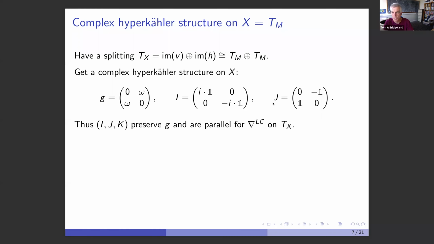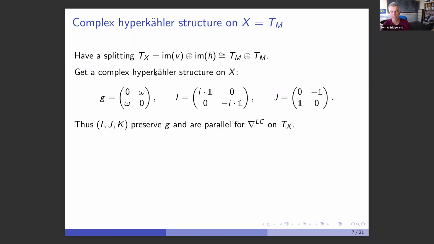If you do this, it follows from the fact that your connections are symplectic and flat that these operators preserve the metric G and are parallel for the associated Levi-Civita connection on the tangent bundle of X. So it's basically another way of saying the same conditions we had before.